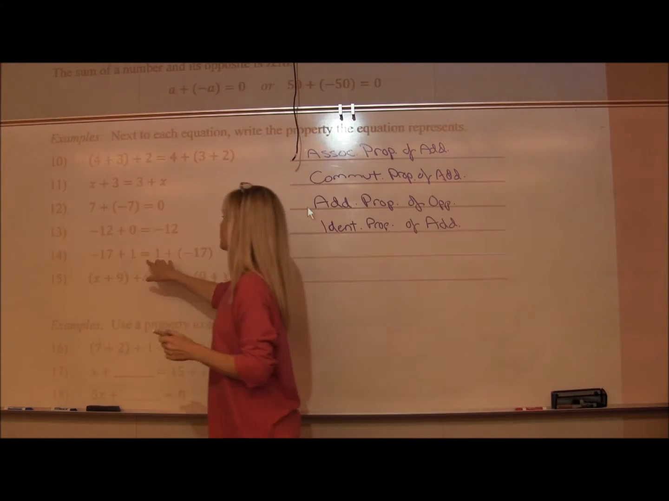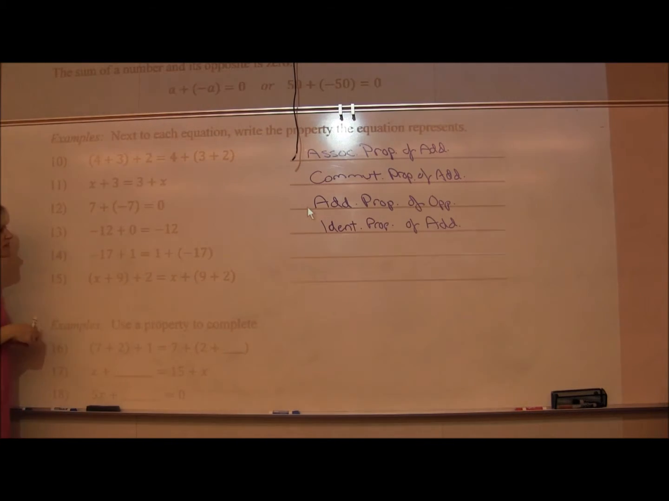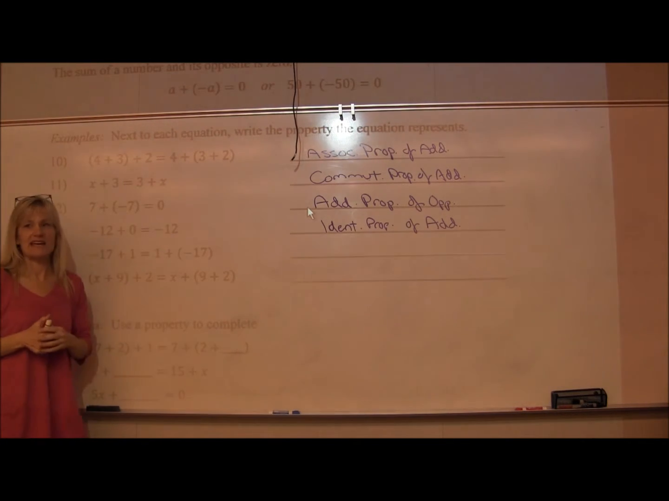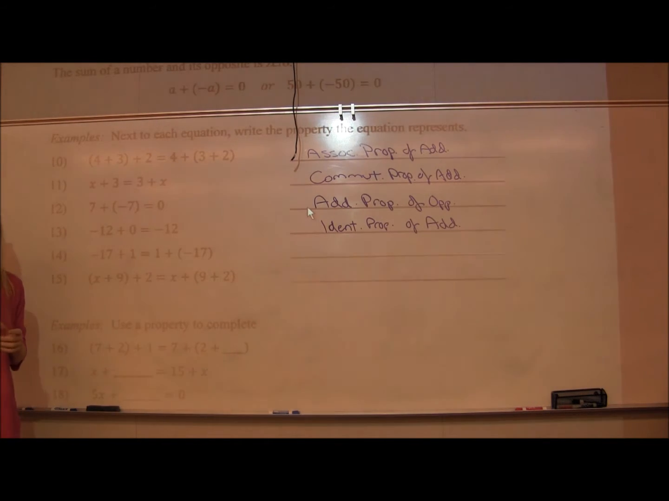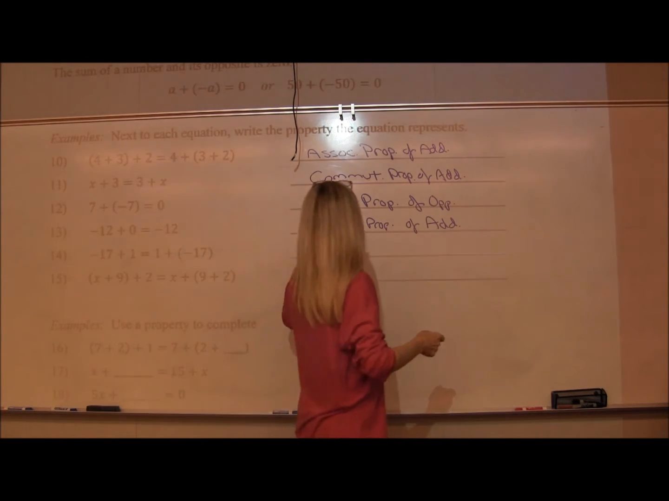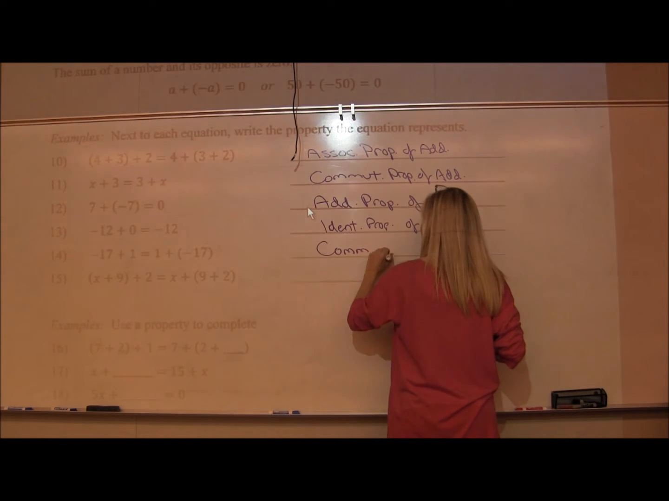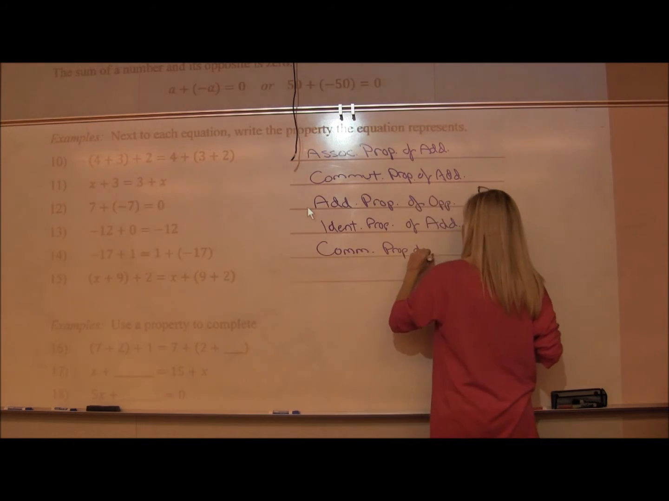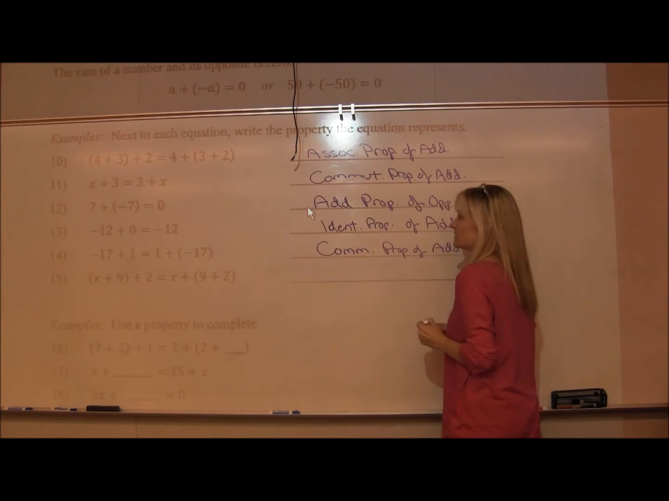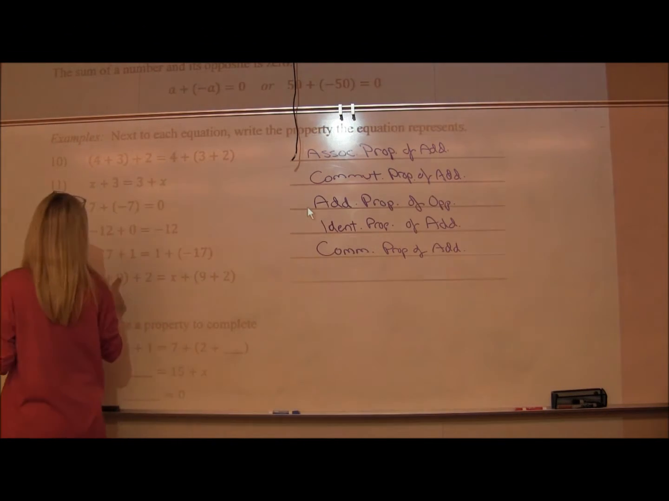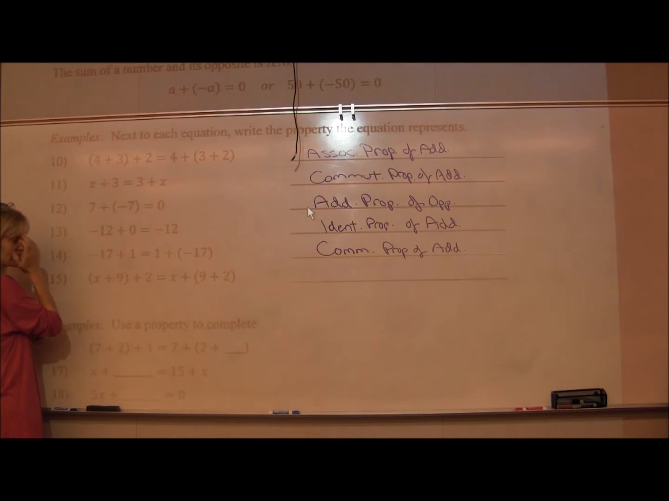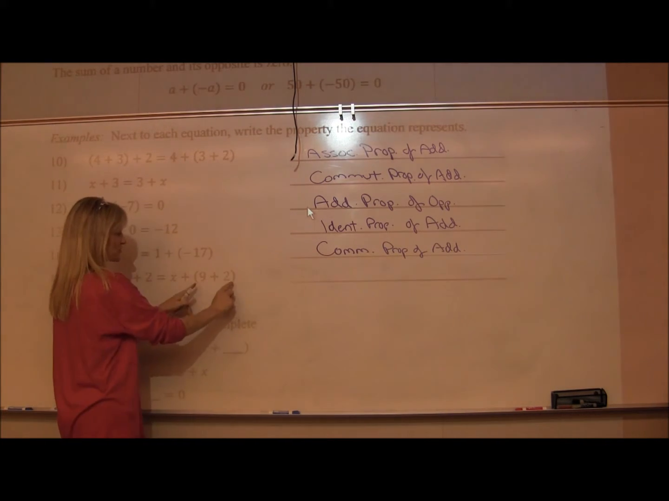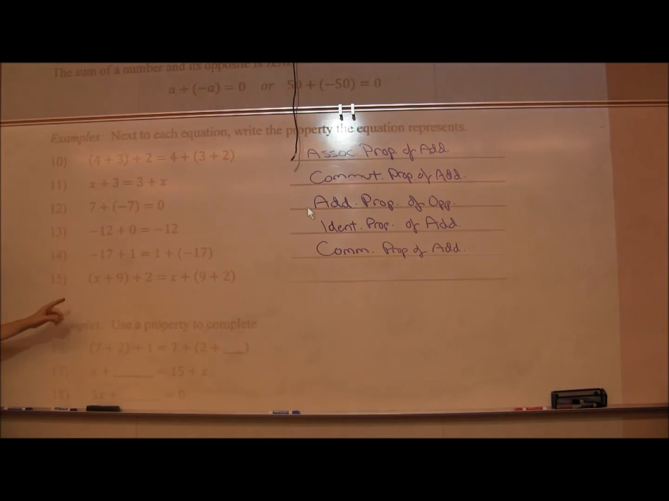Okay, so negative 17 plus 1 equals 1 plus negative 17. What happens? Commutative property of addition, exactly. All right, now, last one, x plus 9 plus 2, where x and 9 are in parentheses, equals x plus 9 plus 2, where 9 and 2 are in parentheses. You can say x plus 9 inclusive plus 2, that's saying the same thing. What property is that?